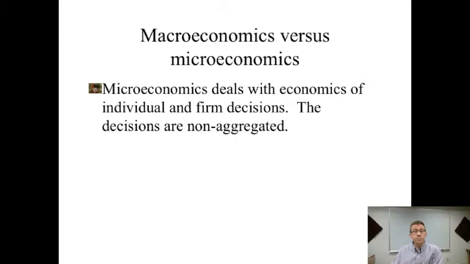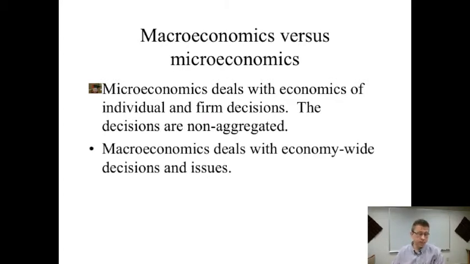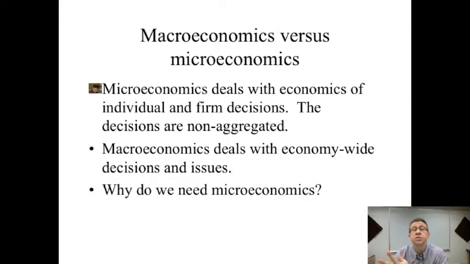So what distinguishes microeconomics from macroeconomics? Microeconomics deals with individual and firm decisions. So these are non-aggregated decisions. Macroeconomics is often more the economy. In macroeconomics, things are usually aggregated.